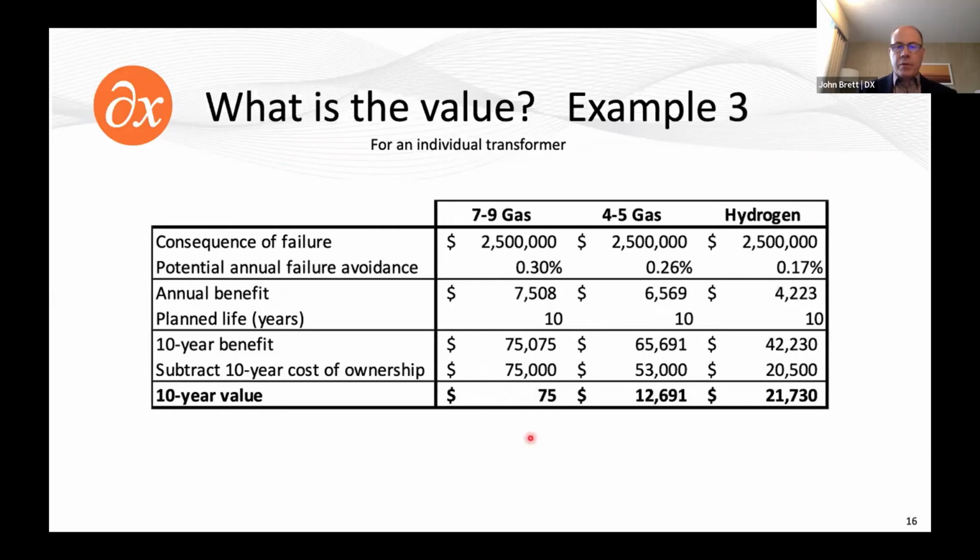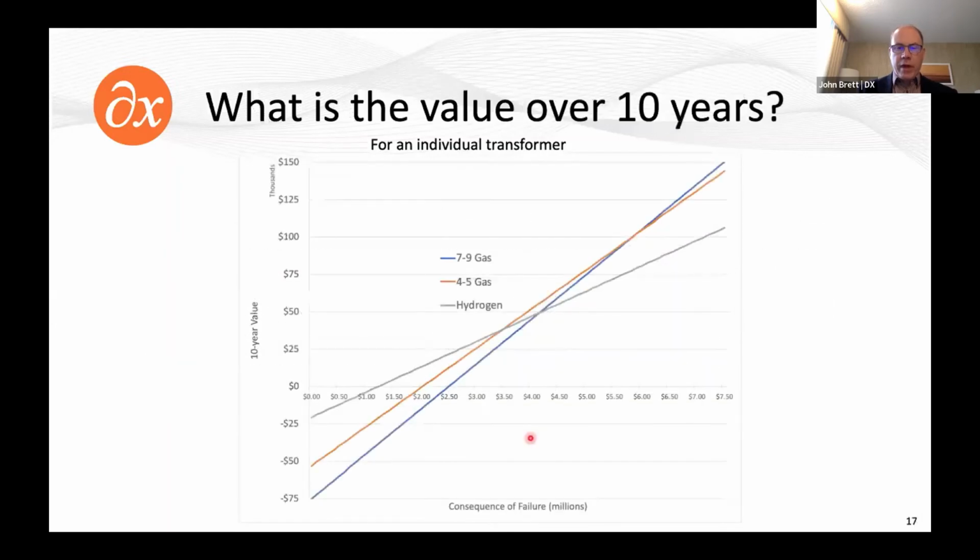Example 3, where do we finally break even for a 7 to 9 gas monitor? It's that $2.5 million mark. And I don't think I need to run you through the numbers in detail again. But what if you stretch this really out? So let's look at the graph.